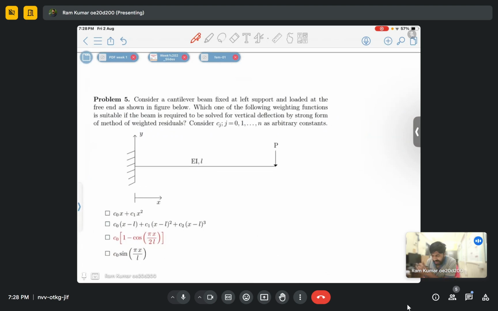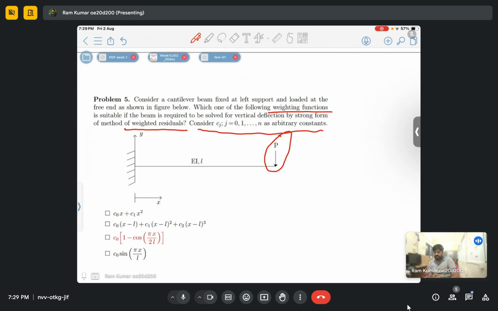Consider a cantilever beam fixed at the left support. Okay, this is our cantilever beam, and loaded at the free end as shown in the figure. This is the free end, this is loaded. Fine. Which one of the following weighting functions is suitable if the beam is required to solve for vertical deflection by the strong form of the method of weighted residual? Consider C0, C1 as arbitrary constants. So we have to find which one will fit the equation of the deflection. This is the weighting function.